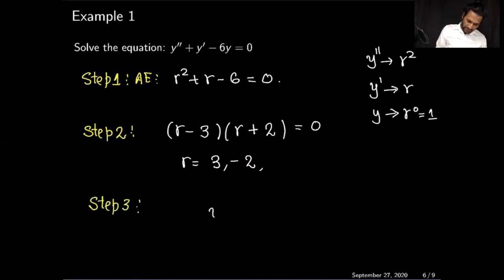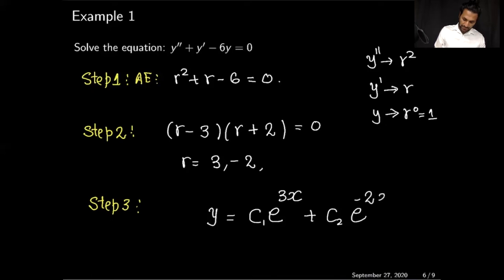So my general solution will be y = c1 e raised to the power of the first root times x, plus c2, the exponential function of the second root times x. So this is the general solution of my differential equation.